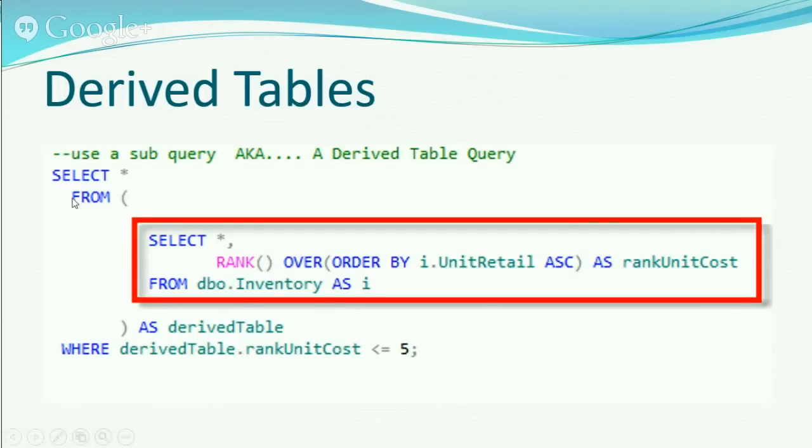So in this example, we have the from clause, parentheses with the subquery, and then we give it an alias. So here I'm going to call it derived table. This is really useful when you have things like the rank function where you can't use that in the where clause. But if you put it in a derived table, it realizes that value into a table, and then in the where clause, you're able to use, in this example, the rank unit cost that comes out of it.